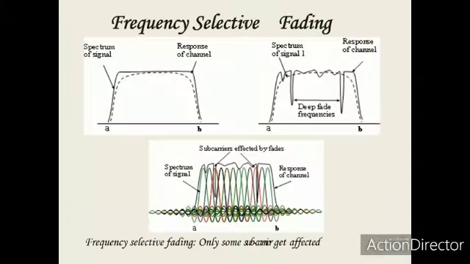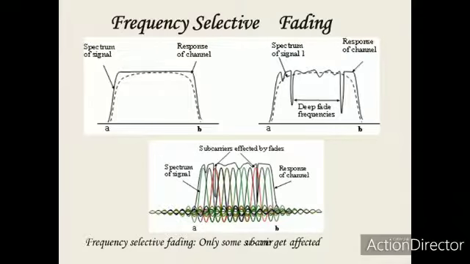Then we are going to see frequency selective fading. This graph gives the spectrum of the signal and the response of the signals, and the spectrum of the faded frequencies. In frequency selective fading, only some subcarriers are affected. A certain number of subcarriers will get affected from this band of signals.